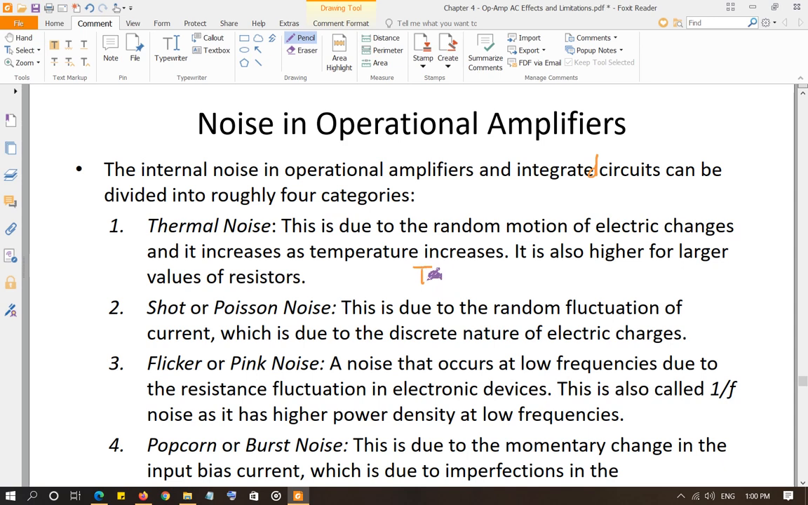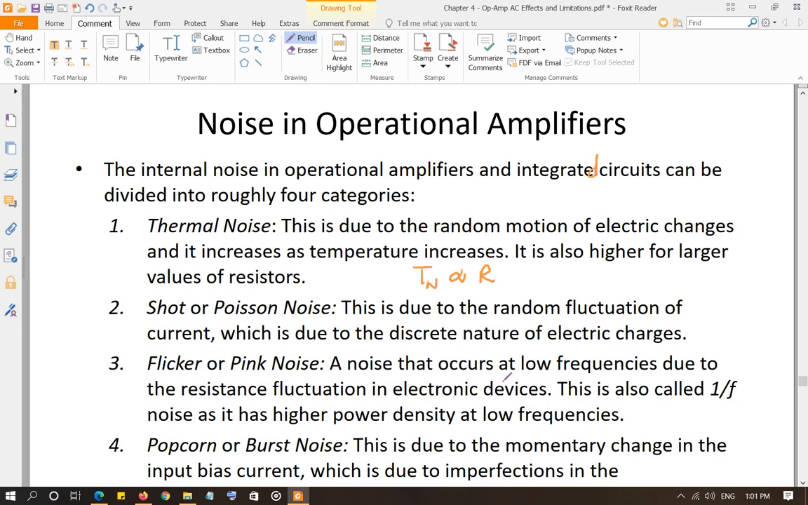So thermal noise is directly proportional to the value of the resistor. Then you have shot noise or Poisson noise, because the distribution of the shot noise is the Poisson distribution. And this is due to the random fluctuation of the current, which is basically due to the discrete nature of electrical charges. You have flicker noise, which is also called pink noise.